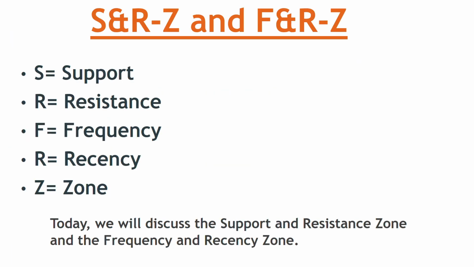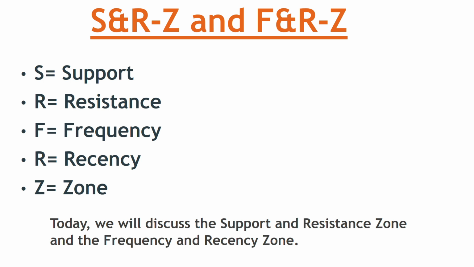S&R zone and F&R zone. You get the full-blown understanding of the support and resistance zone and the frequency and recency zone. Before we proceed, let's get to know what the S stands for, what the R stands for, what the F stands for, what the R stands for, and what the Z stands for. S stands for support, R stands for resistance, F stands for frequency, R stands for recency, and Z stands for zone. Today we will discuss the support and resistance zone and the frequency and recency zone.